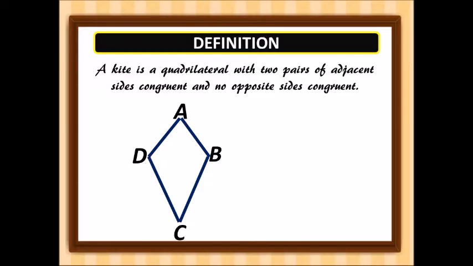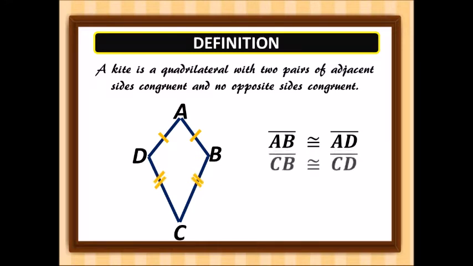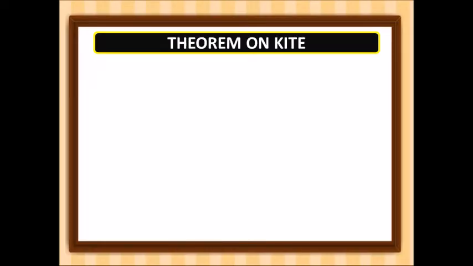Here, the adjacent sides are side AB and side AD, and they are congruent. So AB is congruent to AD. Another pair of adjacent sides is side CD and side CB. So we could have CB is congruent to CD. Okay, now let's have the theorems on kites.